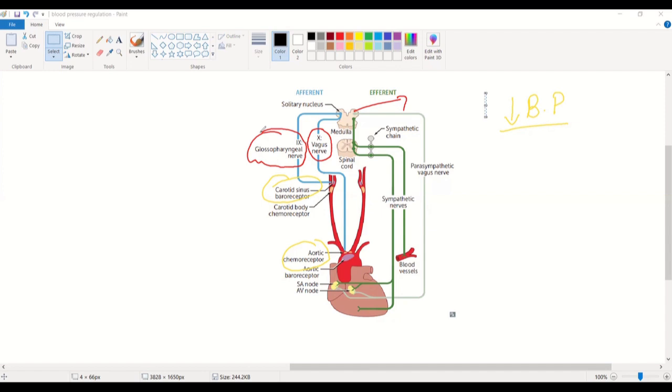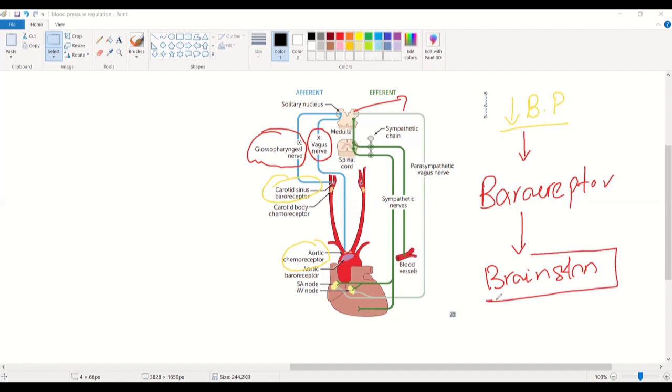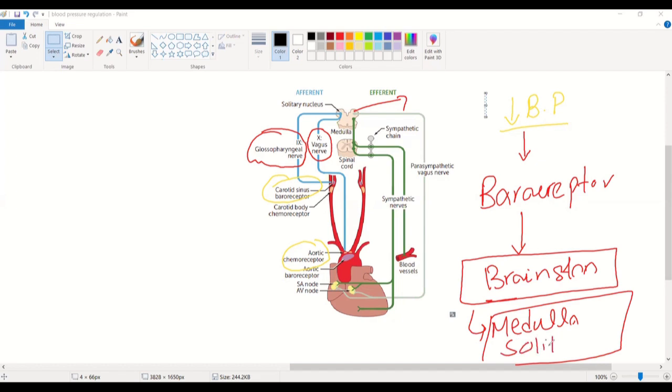If there is decreased blood pressure, it is detected by the baroreceptors. What will they do? They send a signal to the brainstem through two pathways, the cranial nerves, particularly to the medulla. Can anybody tell me the nucleus present in the medulla? The solitary nucleus.